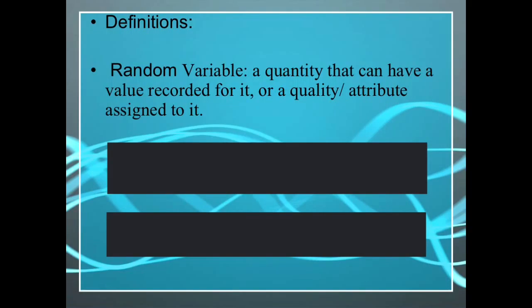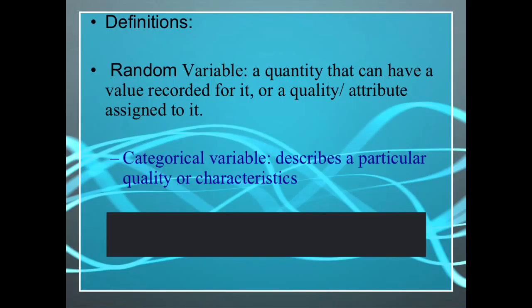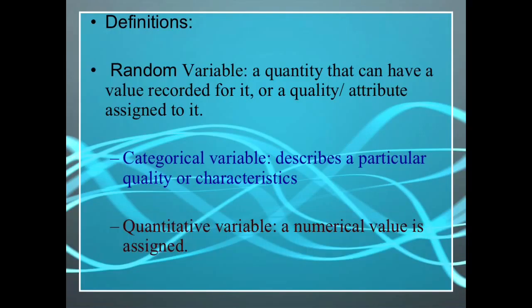Our first definition is a random variable, and that is a quantity that can have a value recorded for it or a quality or attribute assigned to it, which is pretty much anything. We have two specific types of random variables. Our first one is a categorical variable, which is a characteristic or a quality. Usually this is something that you would use to describe someone or something. We also have a quantitative variable, which is a numerical value. And that's what we're going to focus on more for this chapter, but we will be dealing with both of these types of variables.